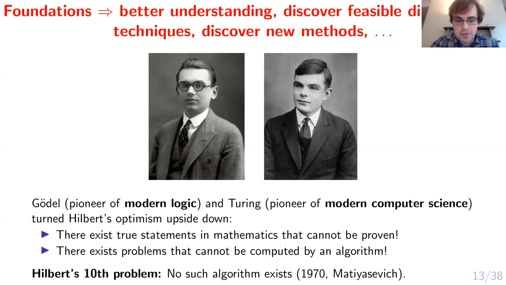Now, of course, I'm grossly oversimplifying the work of these two, but this is just to give you the gist of what they did. They turned Hilbert's optimism upside down, but rather than stopping mathematics dead in the water, this led to whole new areas of research: model logic for Gödel and also computer science for Turing. Discovering the foundations, i.e. what you can and cannot do in a particular subject area, gives you better understanding and allows you to figure out what you can and cannot do with certain methods. Historically, and in the future, it also leads to new methods. Hilbert's 10th problem, by the way, no such algorithm exists, and that was proven in 1970.